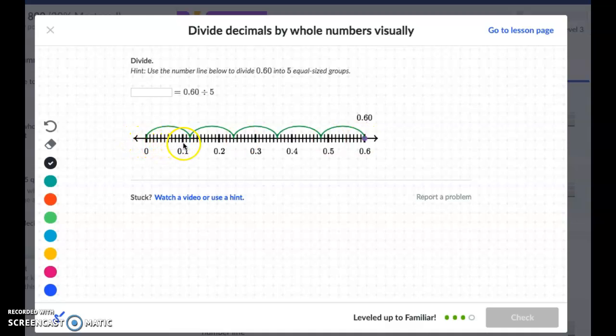So here I have 0.1, which would be like 0.10. So this would be 0.11, 0.12. So each part is 0.12.